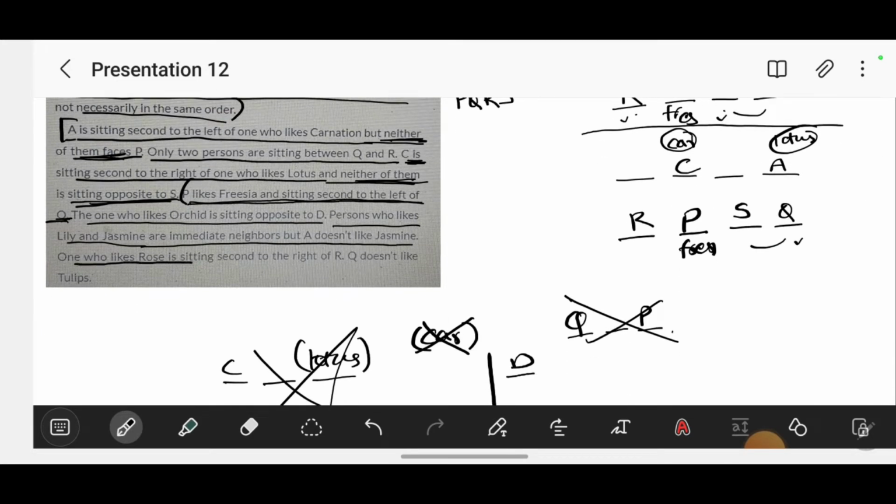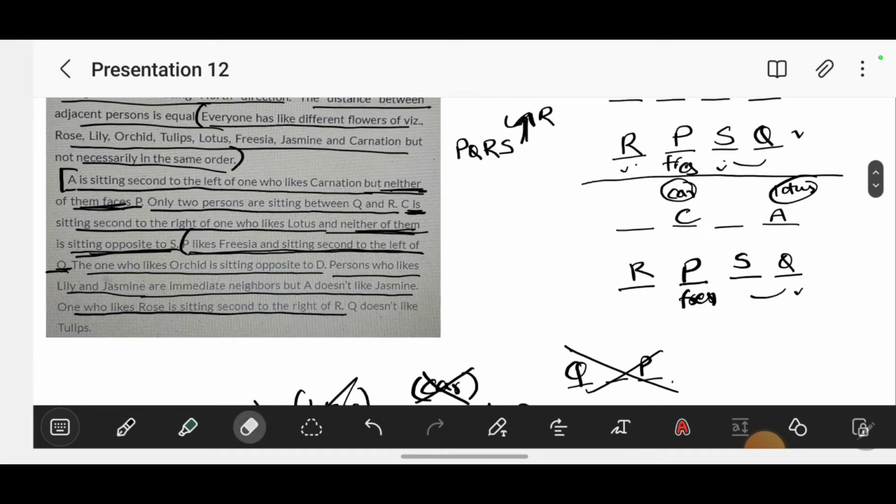The one who likes Rose is sitting second to the right of R. Okay, so what do we have to take?